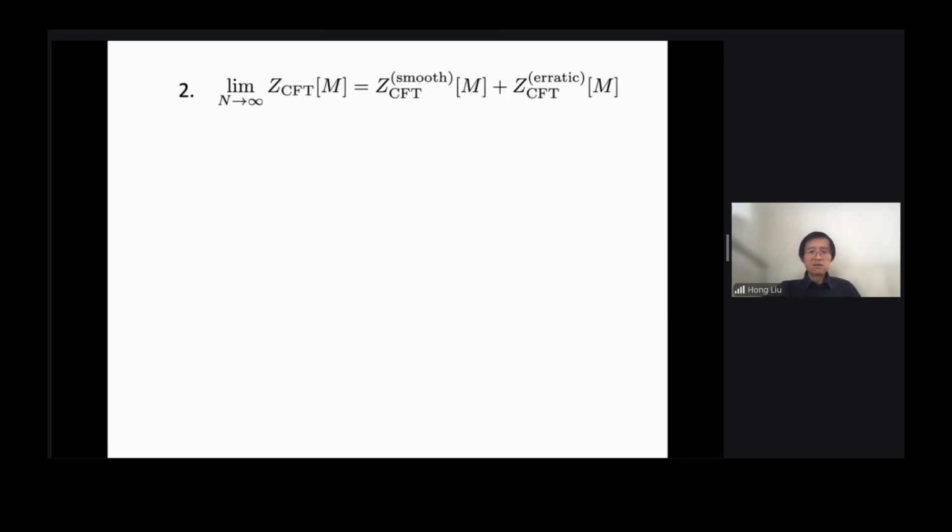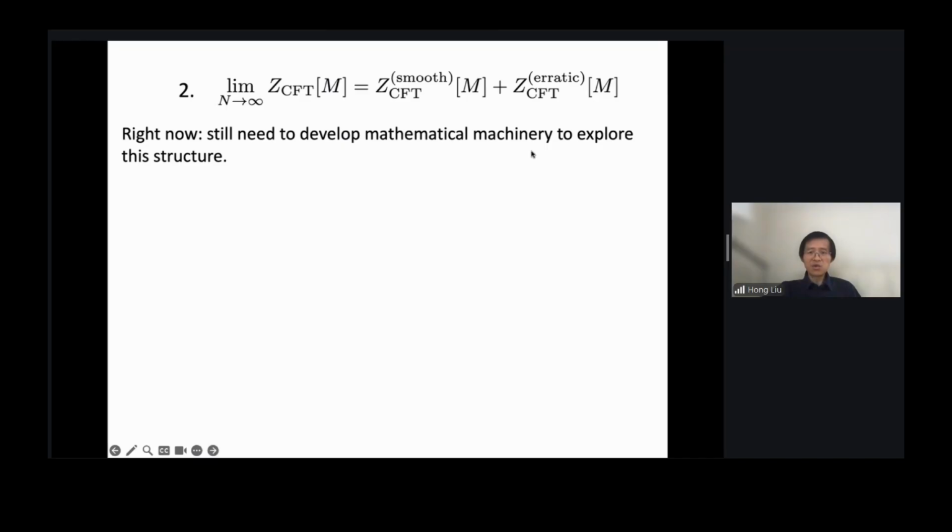So the second remark is that this split, which I postulate should be mathematically well-defined and unambiguous. But right now, we still need to develop the mathematical machinery to really explore this structure. Mostly people have been exploring the trans-series, but people have not really been exploring this erratic part. Even just the logical possibility should be there. And of course, explicit calculations of the CFT partition function at finite N, and then taking large N limits and doing this procedure carefully, will be extremely valuable.